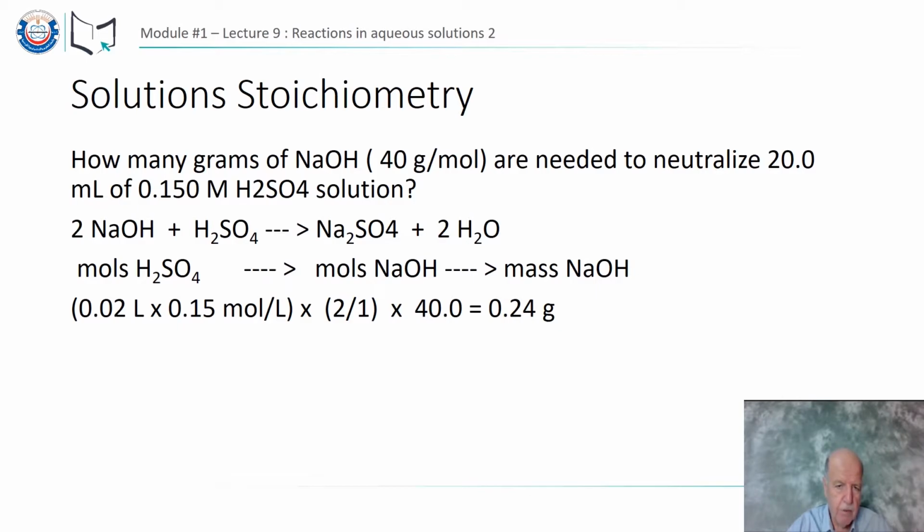2 over 1. Okay. I have moles NaOH. If it's a solid material, I multiply by what? By molar mass. So the mass of NaOH to neutralize this reaction is 0.24 grams. It means that NaOH reacts with H2SO4 in solution. So the moles of H2SO4 is volume in liter multiplied by molarity.